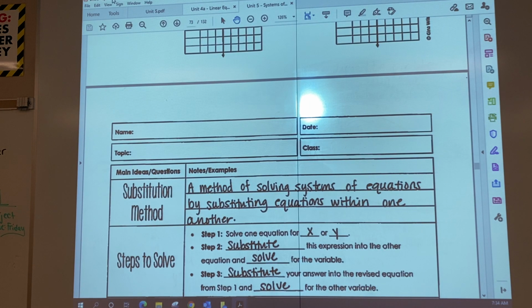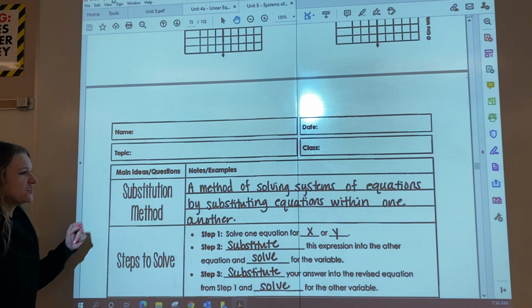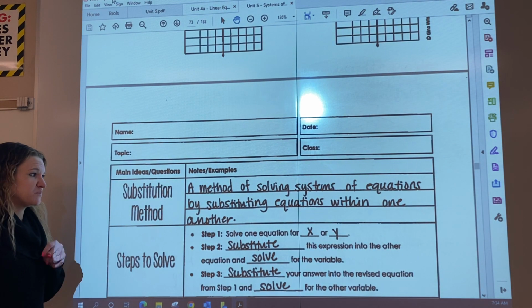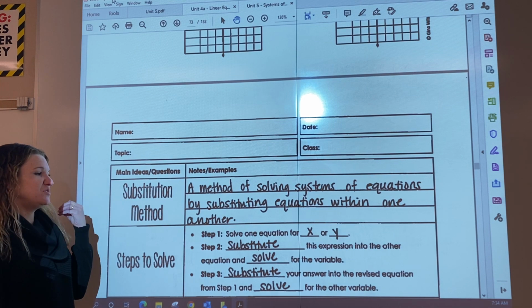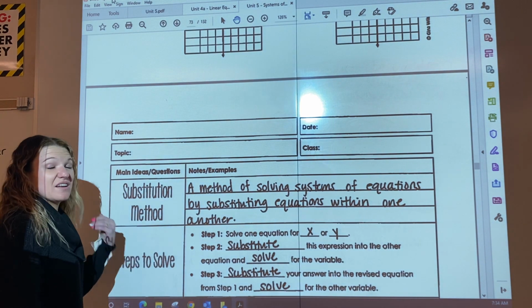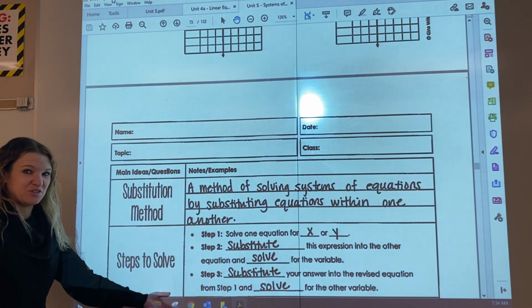Hey guys, today we're going to be looking at the substitution method of solving systems of equations. So as you can see, the substitution method is a method of solving systems of equations by substituting equations within another. So there are steps to do this.